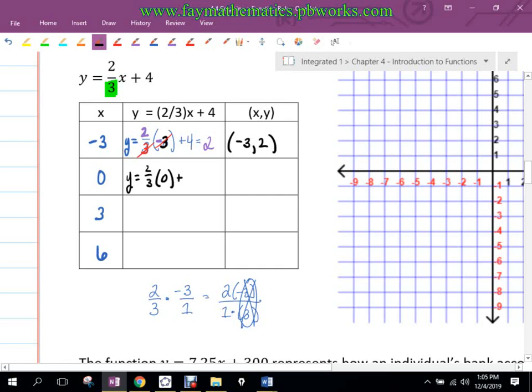Anything times 0 is 0, right? Plus 4 then would be 4. So the ordered pair I get there would be 0, 4.